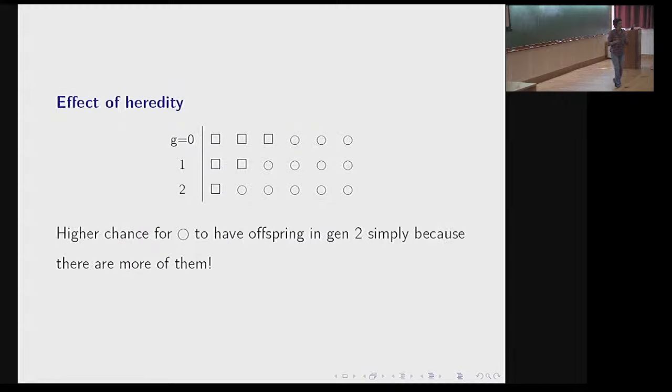Let's go one more generation. I had 3 squares and 3 circles. I removed the intermediate steps, but it has so happened, as I said, that I have 2 squares and 4 circles. In the next generation, these will produce 4 offspring, and these will produce 8 offspring. Because of heredity, you copy your parents' genetic material, and I'm ignoring any mutations, so because there are more circles, there's a higher chance that in the second generation there will be more circles. That is the effect of heredity. So this is all verbal. We can now think of this stochastic process and write down a Markov chain for it. So let me do that.